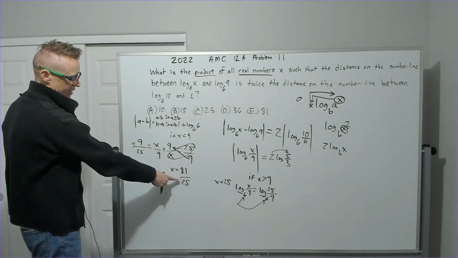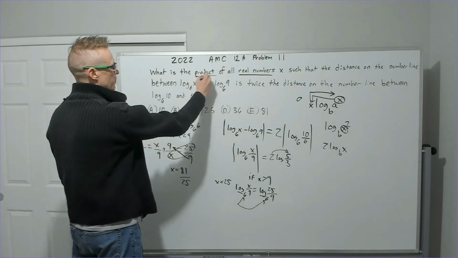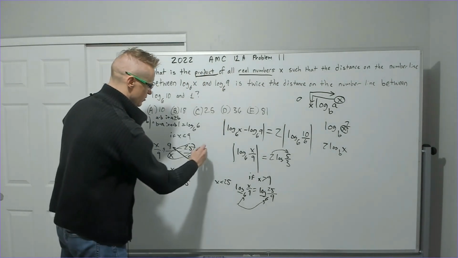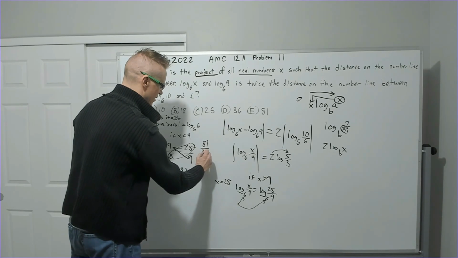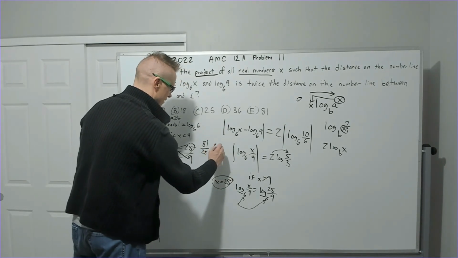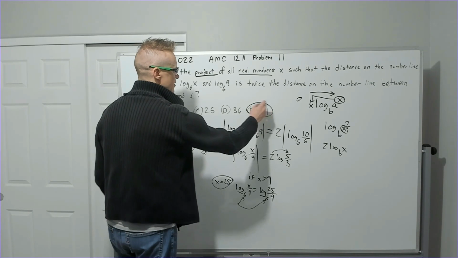So we're going to take this 81 over 25. We want the product. Those are the only two values. So you'll multiply 81 over 25 times the other x value. You'll cancel the 25s. You'll get 81.